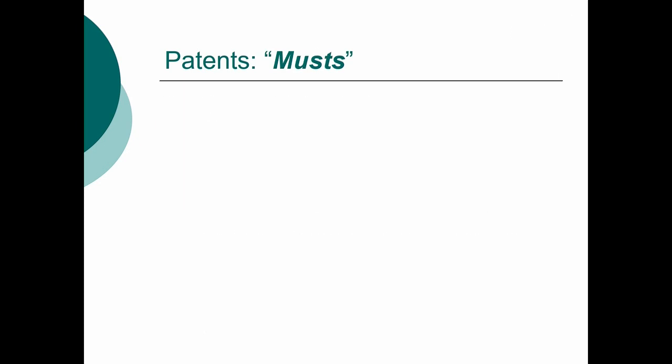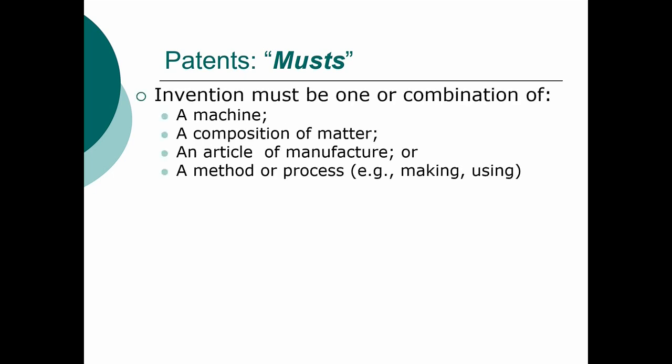Now, there are a few things that you must do or must have about your invention in order to get a patent. First, your invention must be one of these four things: a machine, a composition of matter. That is usually referred to as chemical compositions. It must be an article of manufacture. This is sort of a catch-all category of things that are not machines, they're not chemical mixes, but they are still tangible items. And it could be a method or process, such as a method of making or a method of using. And it can be a combination of one of these four categories.